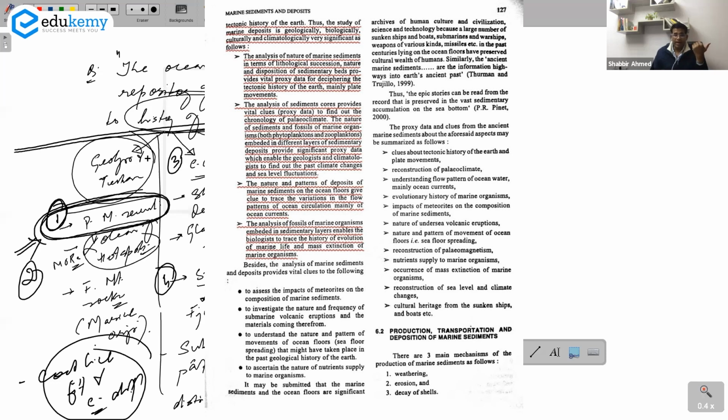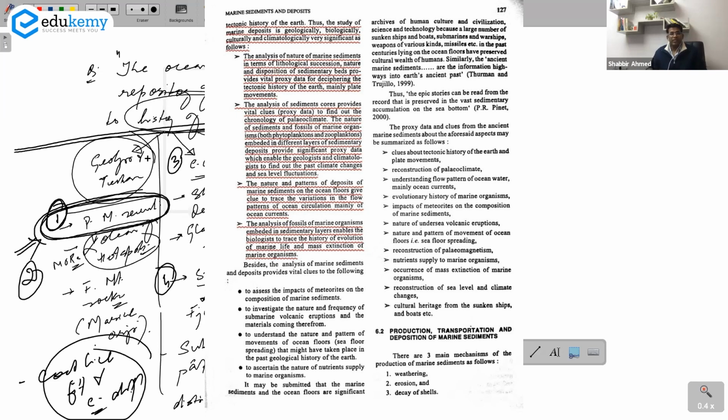Because they tell me about the past. Analysis of marine sediments tells me about the tectonic history. Analysis tells me about the paleoclimate. It also tells me about the past patterns of ocean circulations. It's also evidence of the history of evolution of marine life and mass extinctions of marine organisms. Pick up some points from here. How deposits are an important cue. They are important clues to the past.